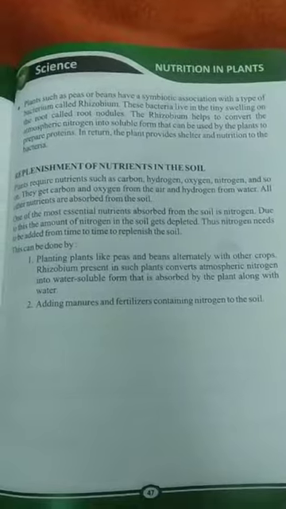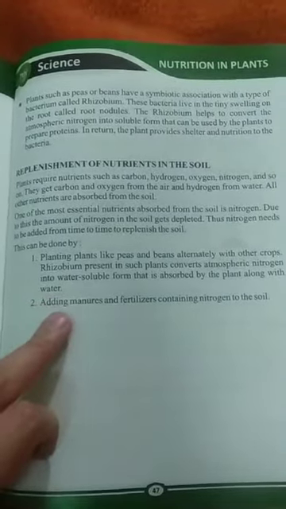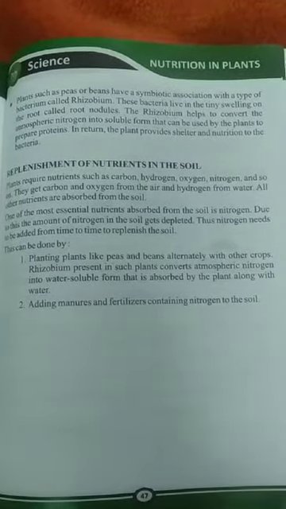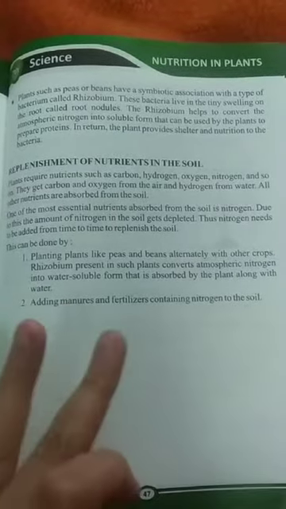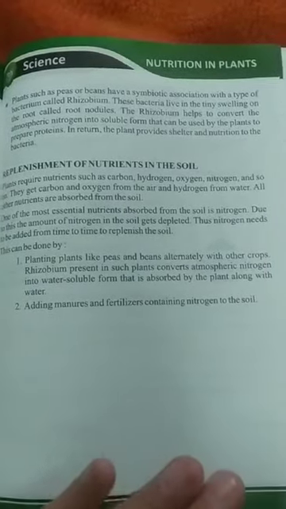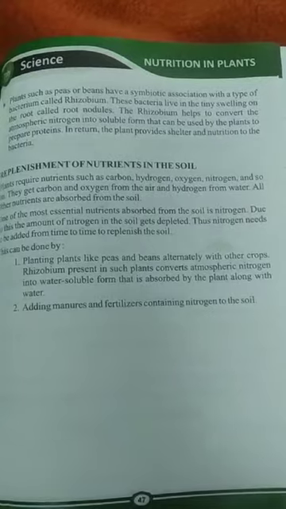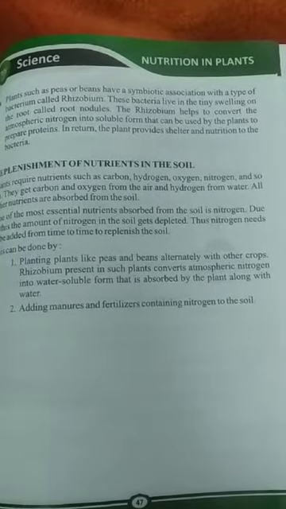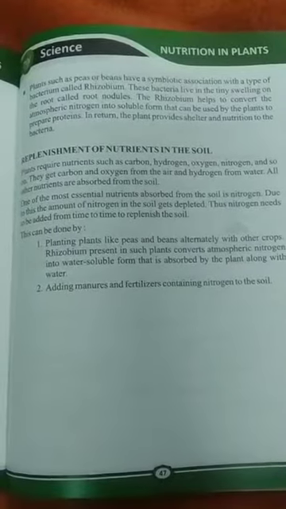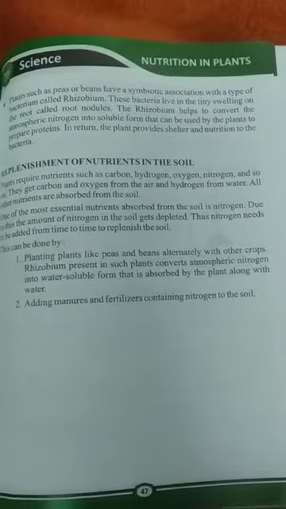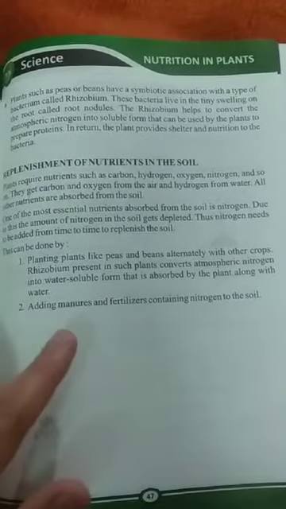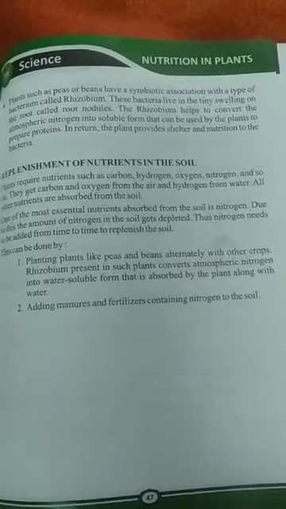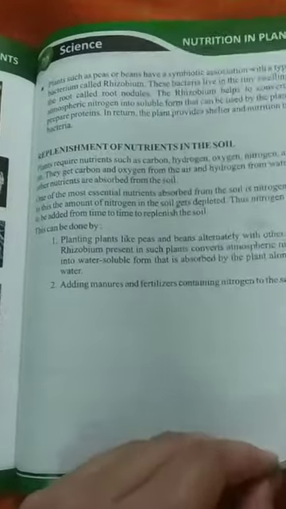So how is that going to be done? This is done by planting plants like beans and peas alternately with other crops, because the rhizobium present in these plants converts atmospheric nitrogen into the water-soluble form that is absorbed by the plants along with water. And one more way is by adding manures and fertilizers which contain nitrogen into the soil. So in this way the replenishment can be done.